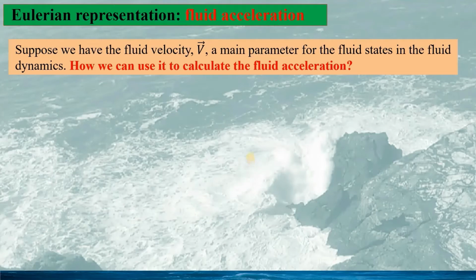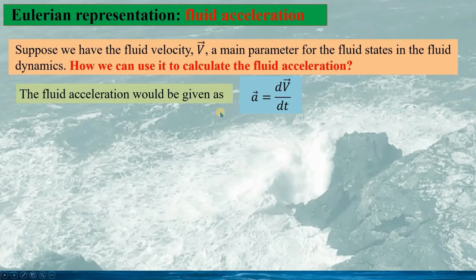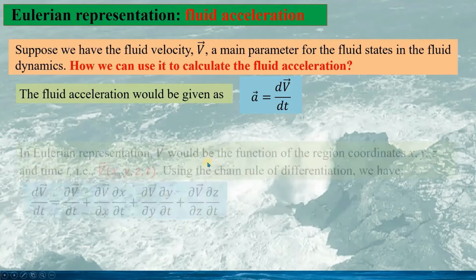Now suppose we have fluid velocity vector v in the Eulerian representation. This would be a main parameter for the fluid state in fluid dynamics. Now we need to look at how we can use the velocity vector v to calculate the fluid acceleration. In fact, the acceleration vector A is defined simply as the differentiation of the velocity vector with regard to time.